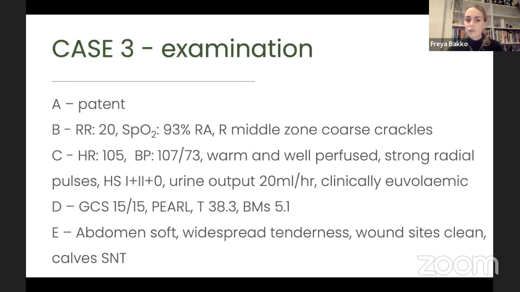He's clinically euvolemic. He's GCS 15, pupils equal, he's got a fever as mentioned at 38.3, and his BMs are normal. On abdominal examination, his abdomen is soft, but he has widespread tenderness. His wound sites are clean and his calves are soft and non-tender.